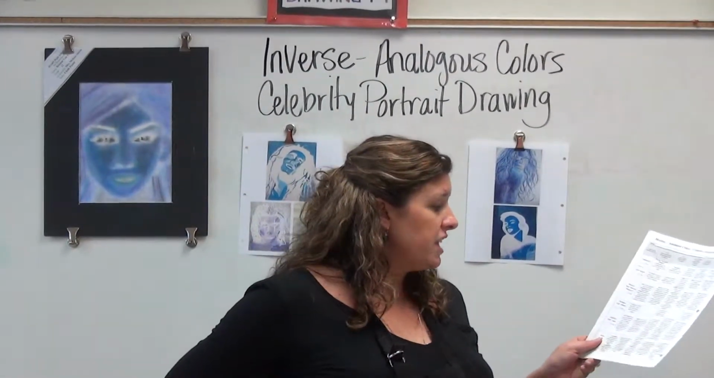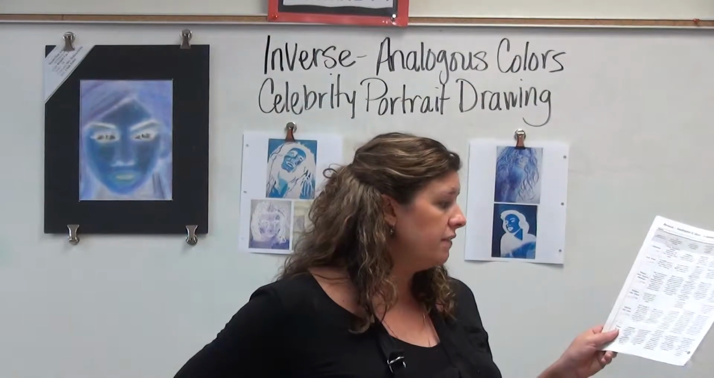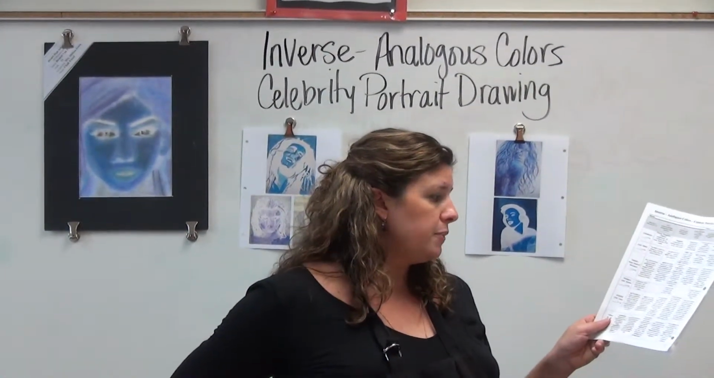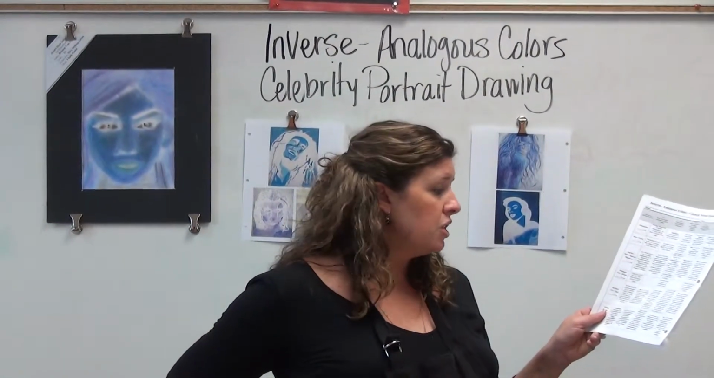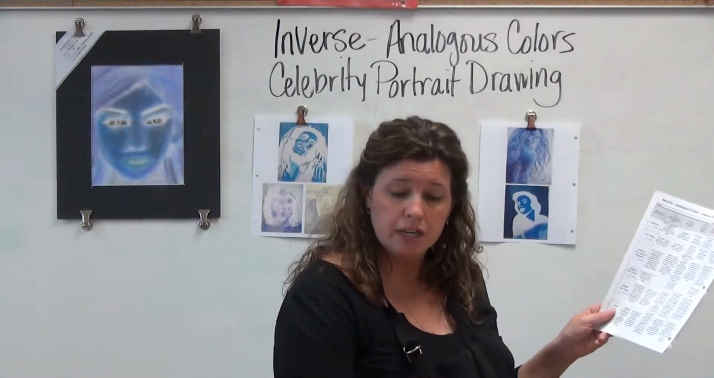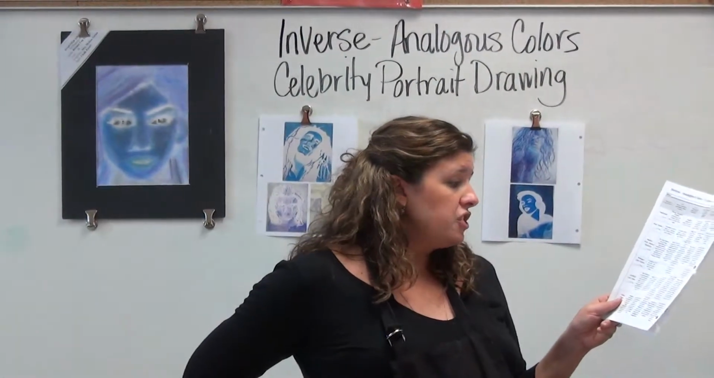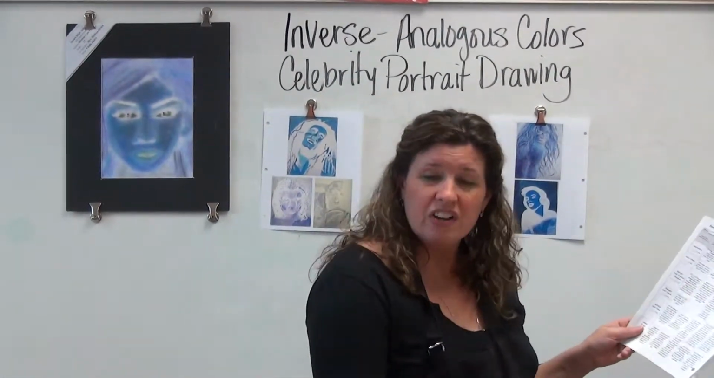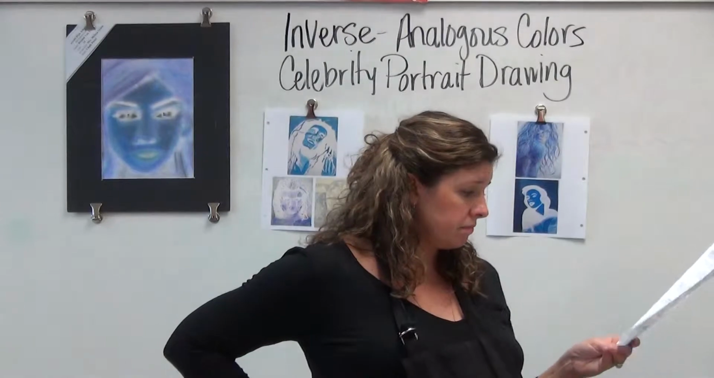9 to 10 points for the inverse color values. All 10 values are clearly represented. All 3 colors were used to create the values. All the light areas from the photograph are now dark in your drawing. And the dark areas from the photograph are now light in your drawing.